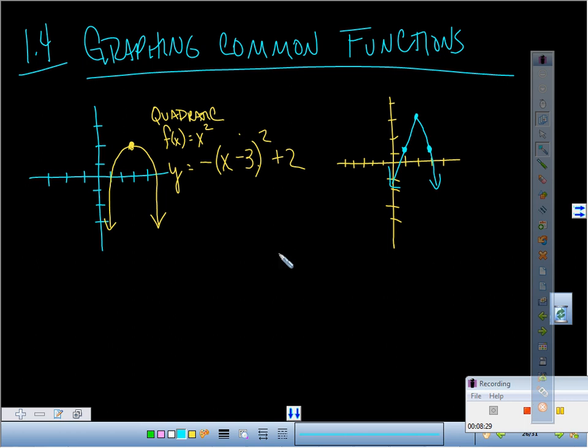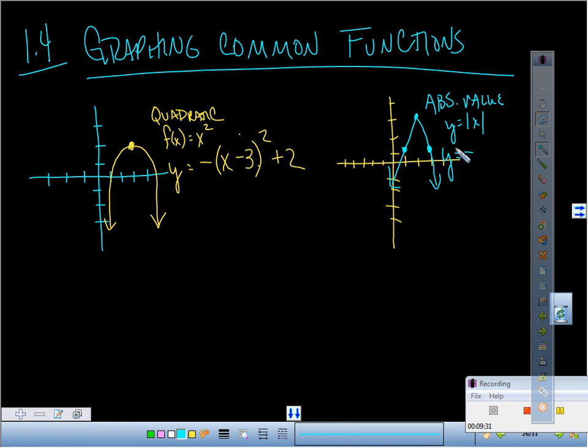So the negative will be on the outside of it. Okay, you got it? Okay, what's it called? Absolute value. What's its parent function? All right. What's the equation of this?